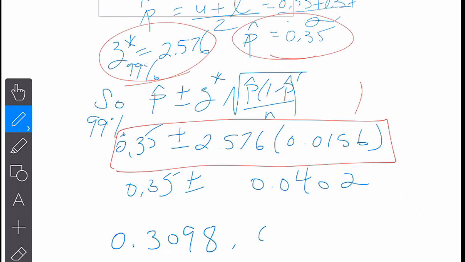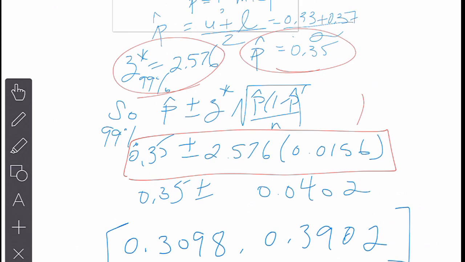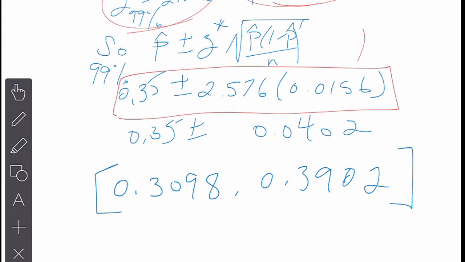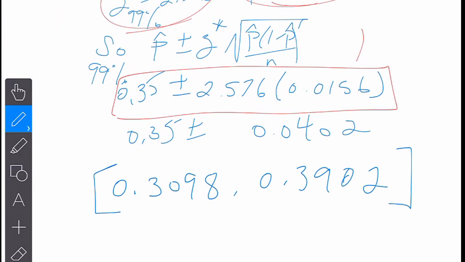and 0.3902. So it's a wider interval, right? We expected that. We expected that because it's 99% confident. The other one was only 80%. So this is a wider net to catch the true population proportion, and this is going to be accurate 99 out of 100 times. 99%. Very good. So that wasn't so bad. So very good.